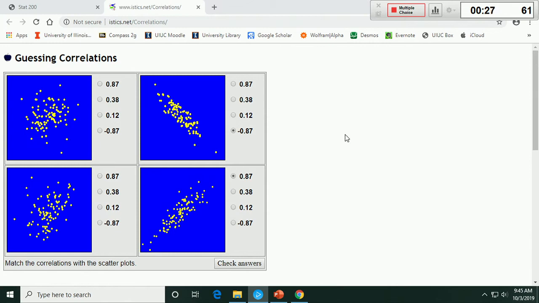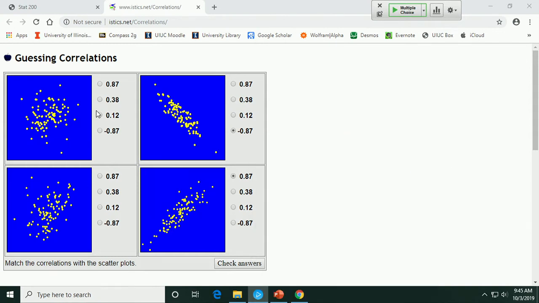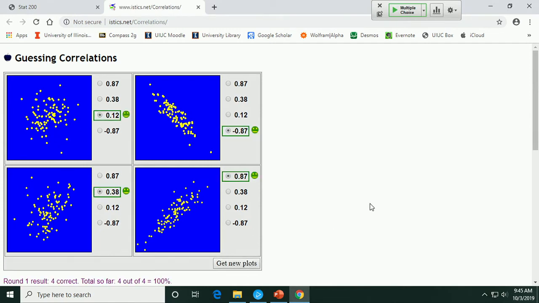Okay, I'm going to stop it now and see what you said. I hope you chose A. Yes, most of you did. That looks like a stronger positive correlation than this one. Doesn't that look stronger? This one doesn't, do you see the trend, the linear trend there? That one's a stronger positive correlation. So now let's just make sure we were right. We said this one was 0.38, and we said this one was 0.12, and let's check our answers. Yes, yay. Okay, so you can do this yourself.